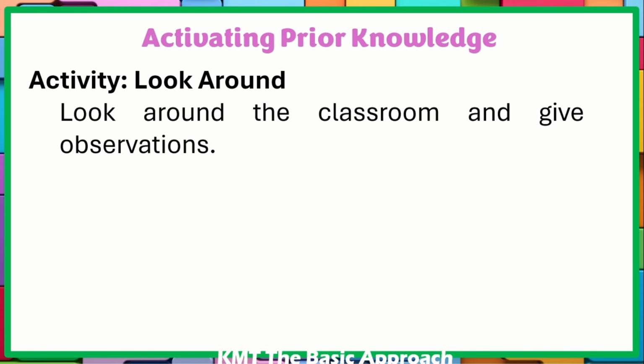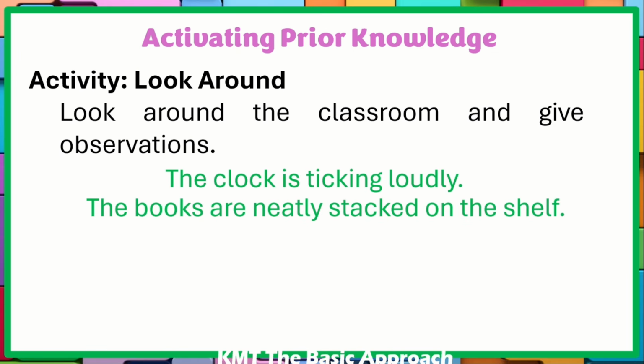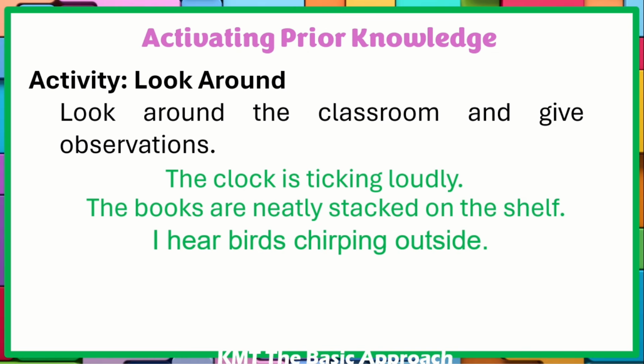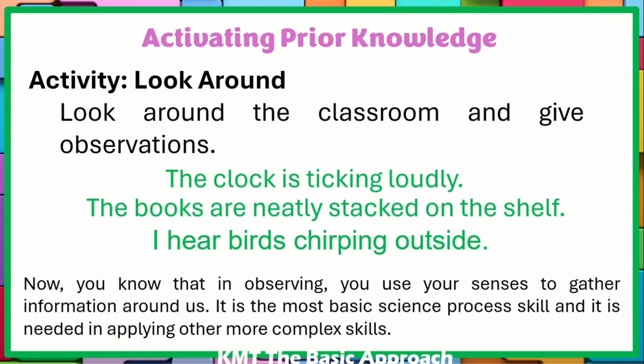Here are sample answers. The clock is ticking loudly. The books are neatly stacked on the shelf. I hear birds chirping outside. Now, you know that in observing, you use your senses to gather information around us. It is the most basic science process skill and it is needed in applying other more complex skills.